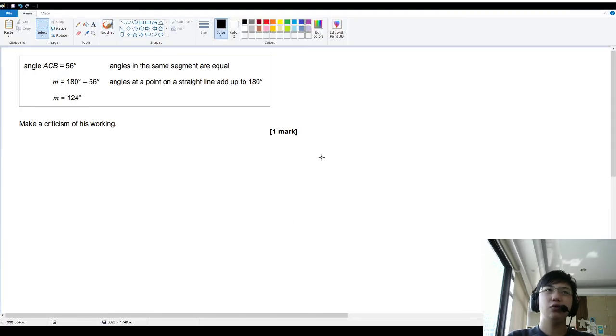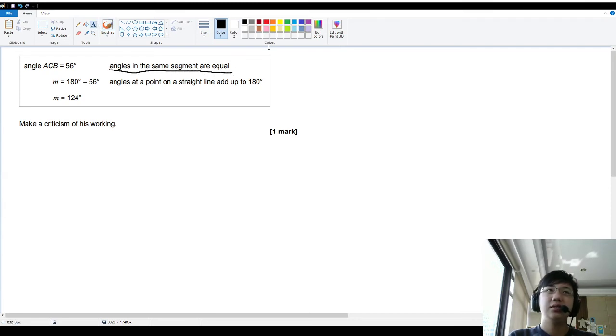There's actually nothing wrong with his calculations. M is indeed 124 degrees. However, his explanation is incorrect. So, the only criticism you could make from this is that he stated the wrong theorem for this first step.